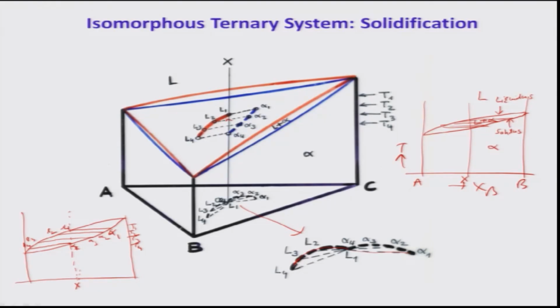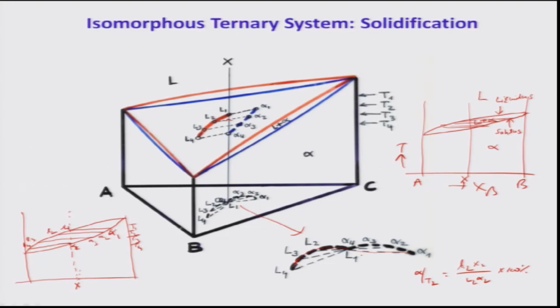So, therefore, the volume fraction of alpha 2 will be L2x divided by L2 alpha 2 into 100. That is the volume fraction of solid alpha at temperature T2, correct. This is the length of this arm divided by the other one. Similarly, you can do the same thing. Exactly the same thing can be done here also. That is the reason we show it on the ternary plot.